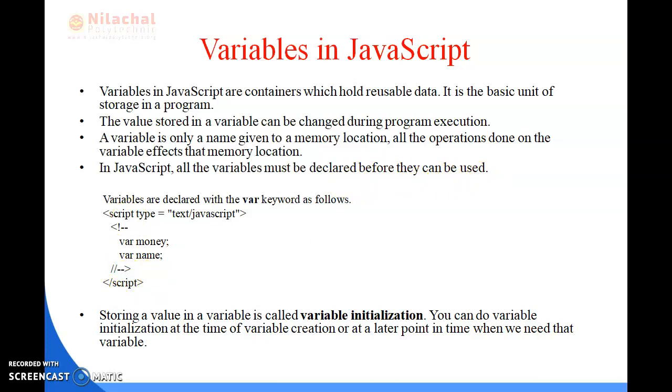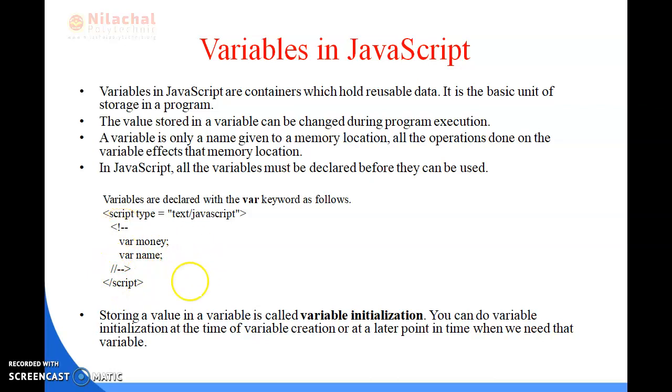Let's see the example. Variables are declared with the var keyword as follows. So, we are using the var keyword. Script type equal to text slash JavaScript means the scripting language belongs to JavaScript. Then var money, var name. So, money and name both are variables, and they are declared by using the var keyword. Then the script ends.